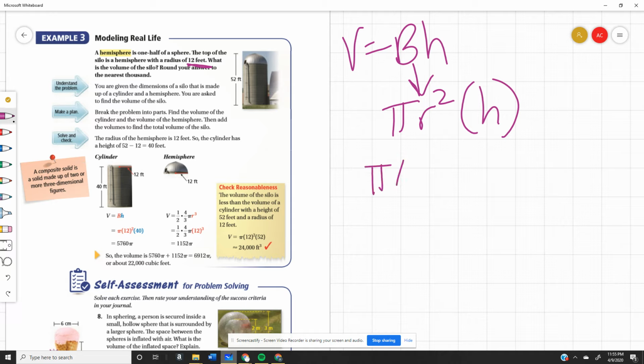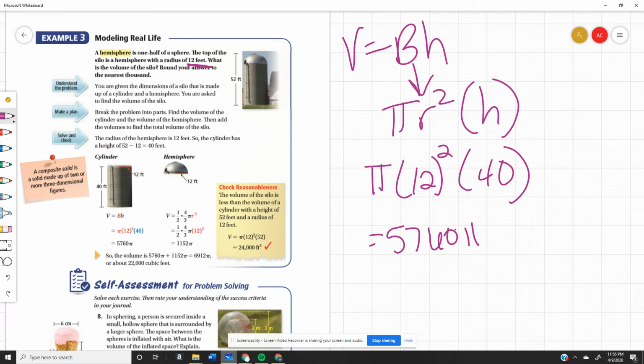So we're going to have pi times 12 squared times the height of our silo here, which is not actually 52. You look at this and you see that 52 there, but you have to keep in mind that the top part has that same height of 12. So 52 minus 12 is 40. So the height here is 40. You plug that all into a calculator, and they just left it in terms of pi. So they left it as 5,760 pi. So that is the volume of our cylinder.